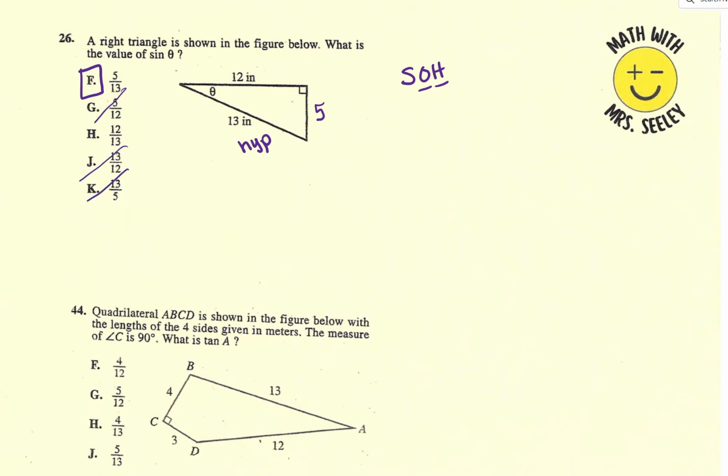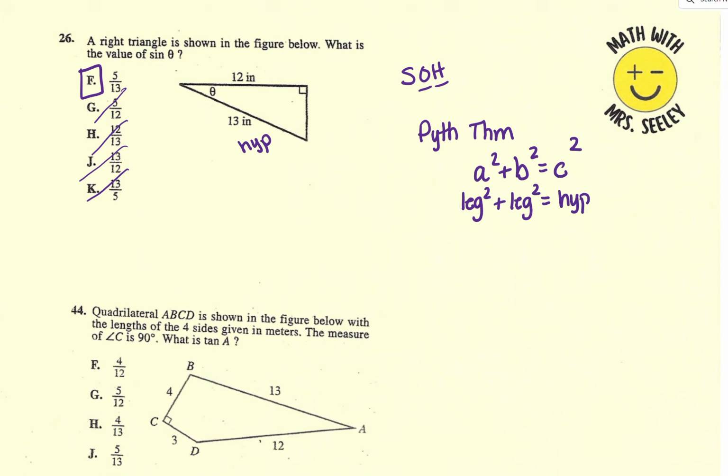Now, I do want to show you the Pythagorean theorem because many times you are forced to use it. So let's go ahead and do a little recap on Pythagorean theorem. If I wanted to find that side just by the Pythagorean theorem, we know it's only good for right triangles, but it says a squared plus b squared is equal to c squared. That means in words, a leg squared plus another leg squared is always equal to your hypotenuse squared. This is the hypotenuse. These are legs.